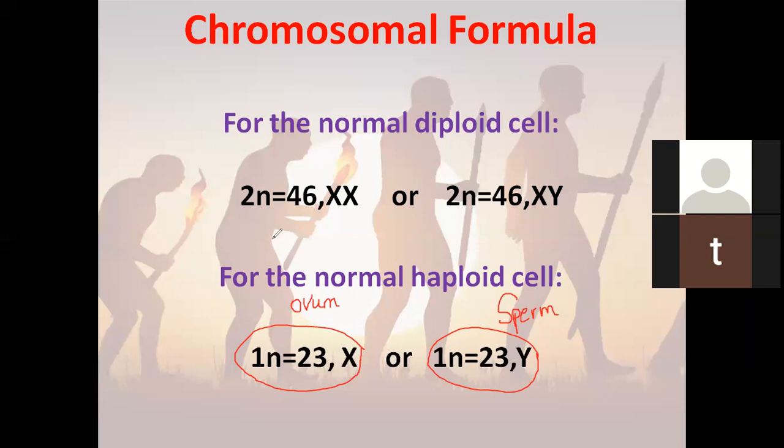XX. Very good. While that of the male? XY. So what are the chances to give X for the female? 100%. Yeah, 100% is going to be 1n equal 23, comma, X. While for the male, it has 50% and 50%, right? Yes. So it can be 1n equal 23, comma, X, or it can be 1n equal 23, comma, Y.